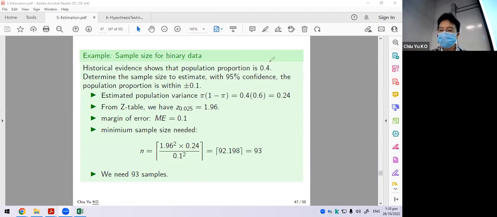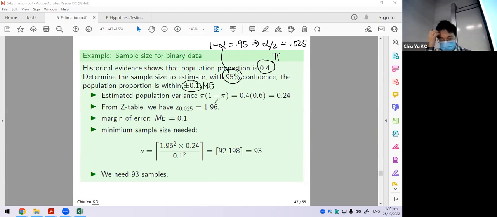So here the question is, this is our pi, the population proportion. This is 1 minus alpha, which is 0.95. It should be clear to you. This is 0.025, and the margin of error ME is 1.96. The first thing we calculate is pi times 1 minus pi. We know pi is 0.4, so 1 minus 0.4, and that gives you 0.24. And this we know very well.